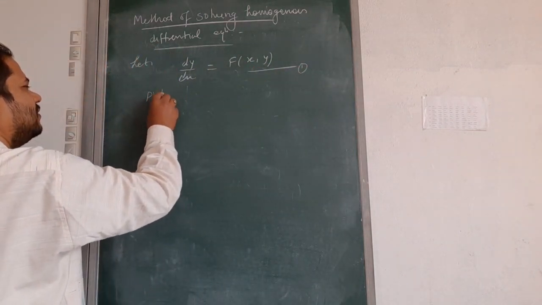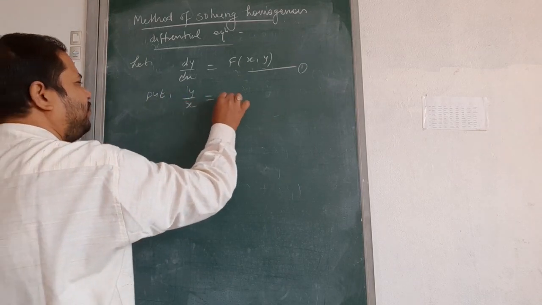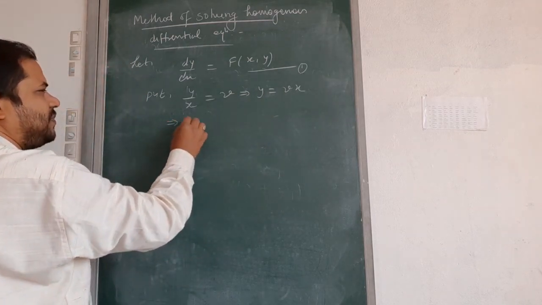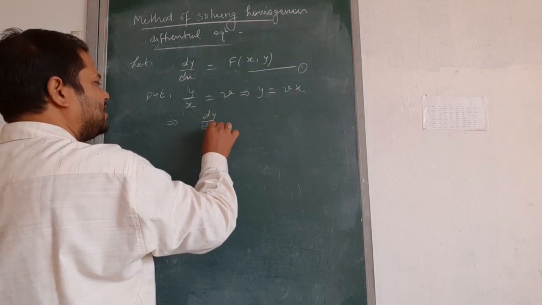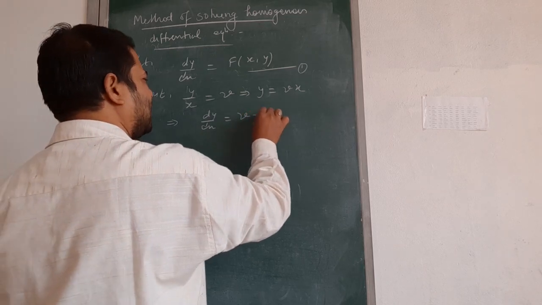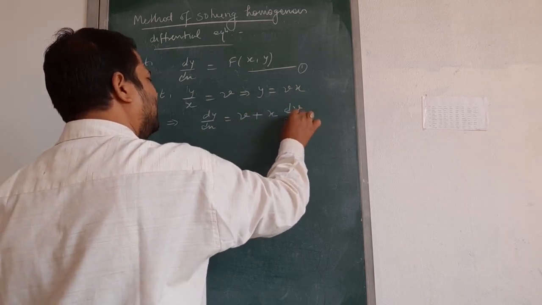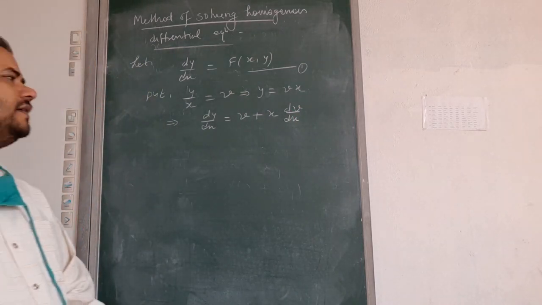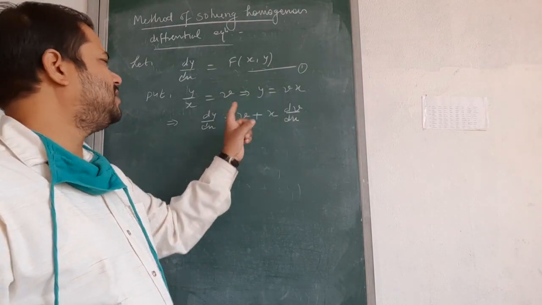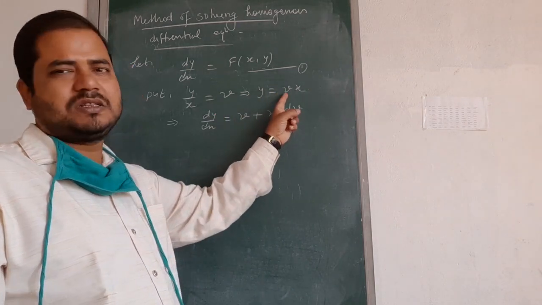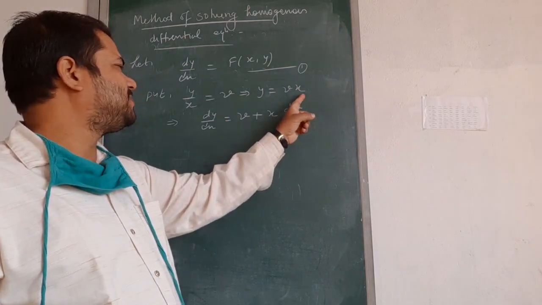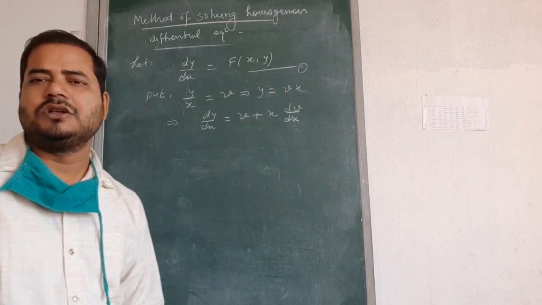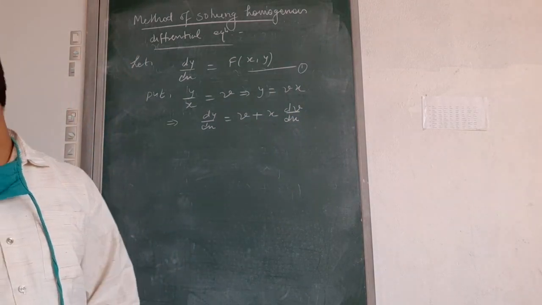Put y by x is equals to v, then y is equal to vx. Differentiating with respect to x, we will get dy by dx is nothing but v plus x dv by dx. See, y is equals to vx. That means dy by dx is nothing but the first function v, differential of the second function with respect to x is 1, and the second function x, differential of v with respect to x. So v plus x dv by dx.